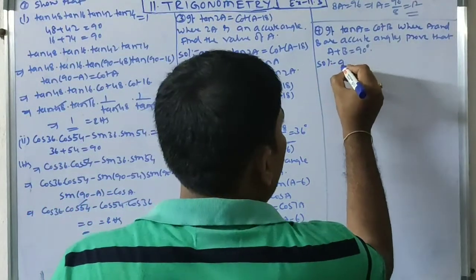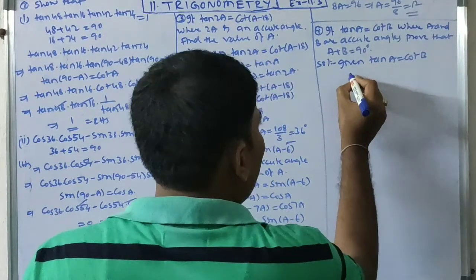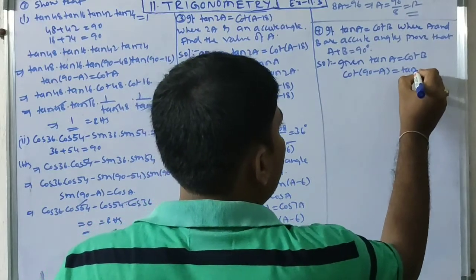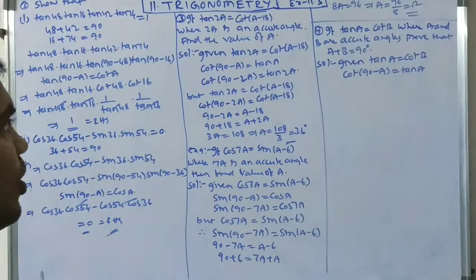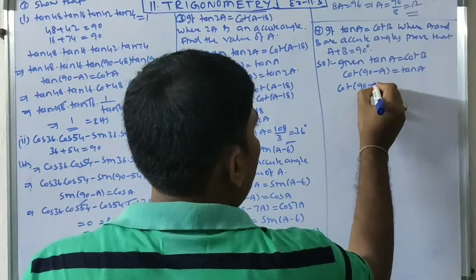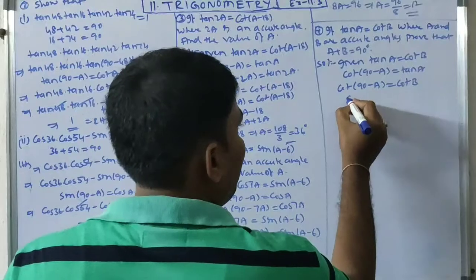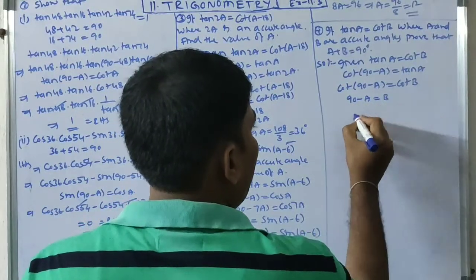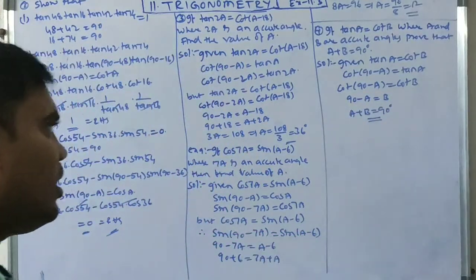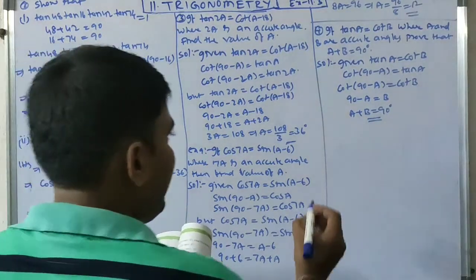Given tan A equals cot B. Already we have the formula cot(90 minus A) equals tan A. So cot(90 minus A) equals cot B. Since both are acute angles, these angles are equal: 90 minus A equals B. So A plus B equals 90 degrees. Same problem in the example, so example 10.